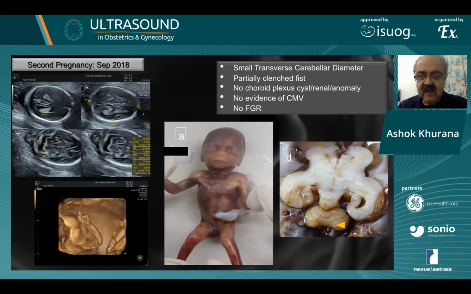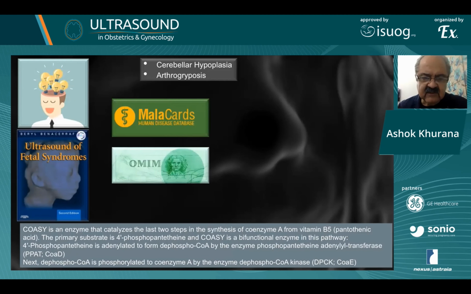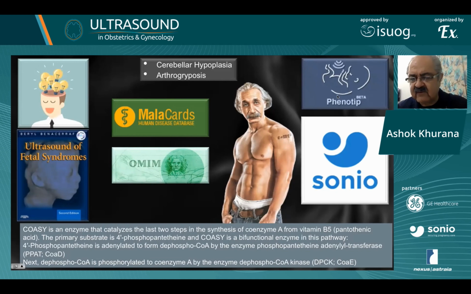We then went on to say that, look, we have a working diagnosis of arthrogryposis and a cerebellar hypoplasia. We then went on to think, okay, let's try and think from our own smart ideas, and those were no good. We looked up our most favorite reference, which is Barab Nasser's book, and that didn't give us any clues. And then we said, okay, let's look up the traditional databases. There were so many pages that we really couldn't come up with any answer. And then we said, okay, time to reinvent ourselves and use either an assistive software like Phenotyp or an artificial intelligence-based software like Sonio. And that threw up a wonderful clue.